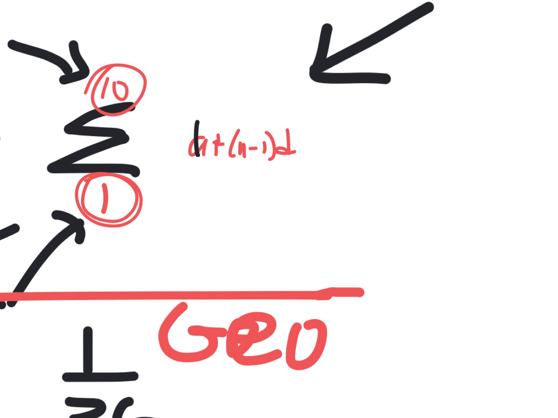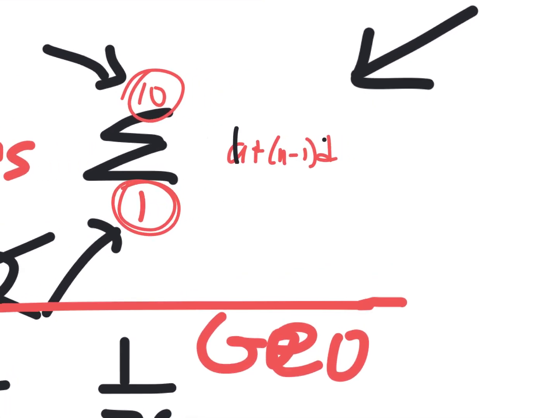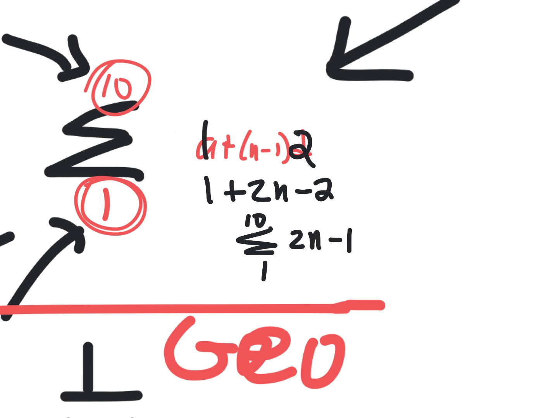And then the d is the common difference, and we were just adding 2 each time, right? No, wait, I'm going to double check that. 1 plus 2 is 3. Yes, we're adding 2 each time. Okay, so then could you simplify it even further and just multiply this out? 1 plus 2n minus 2? Yes, you could. And then this would be simplified down to sigma 1 to 10 of 2n minus 1.